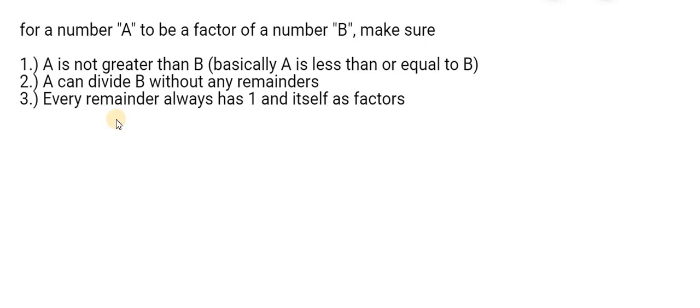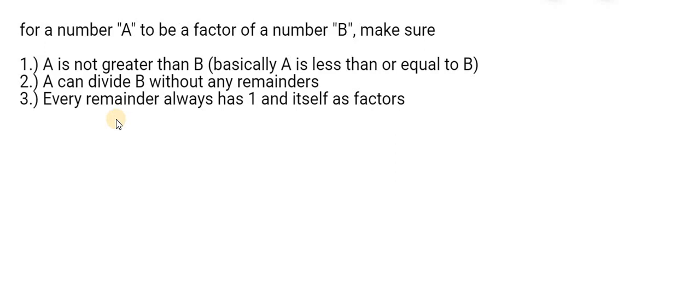Okay, so we're here again, and the first thing is factors. The three main steps to note about factors are on the board, so I'm going to read them and explain them. The first one being, for a number A to be a factor of a number B, make sure A is not greater than B. Basically, A to be a factor of B can only be less than or equal to B.